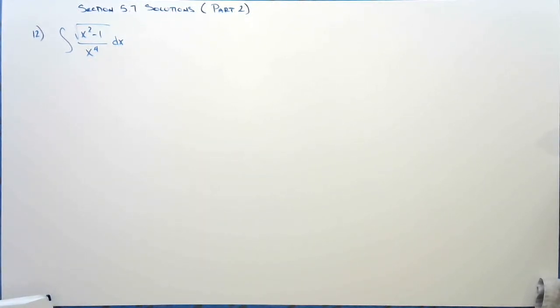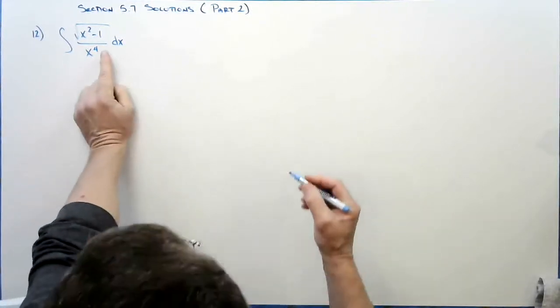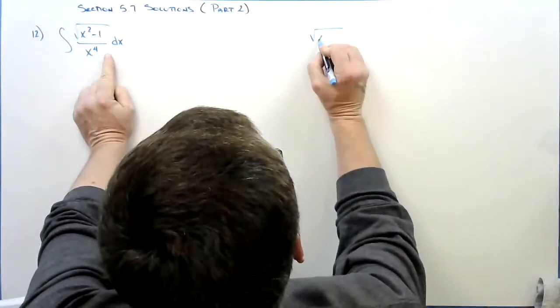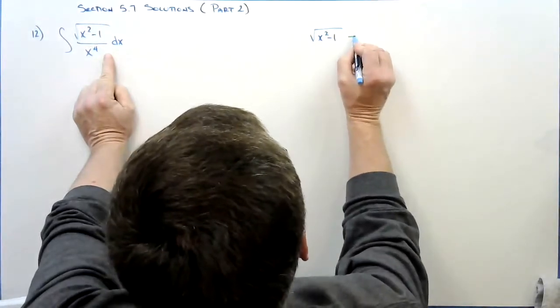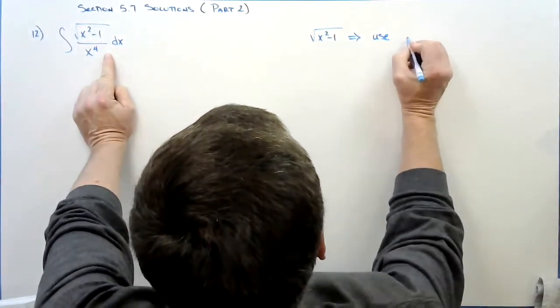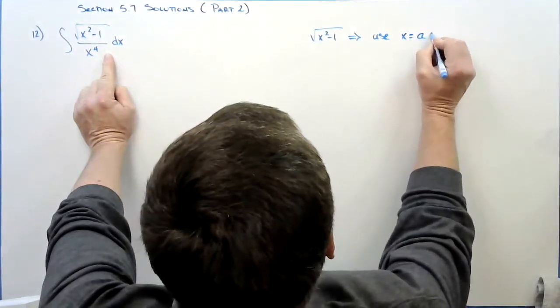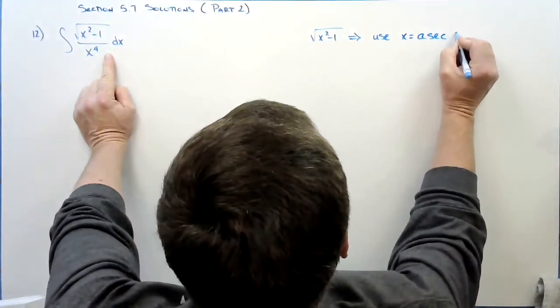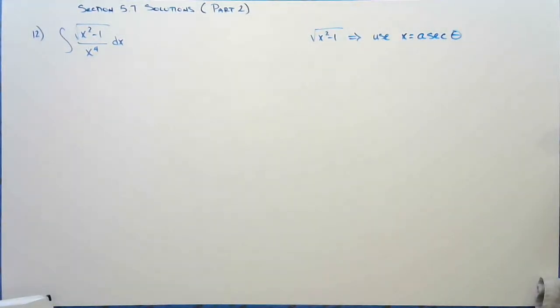Now in problem 12 in the instructions, they give us the substitution, right? But on a quiz, on an assessment, no one's going to give us the substitution for this. They're going to expect us to look at this integral, to see that we have the square root of x squared minus 1, and to know that we want to use x equals a secant of theta. Now they tell us that in problem 12.